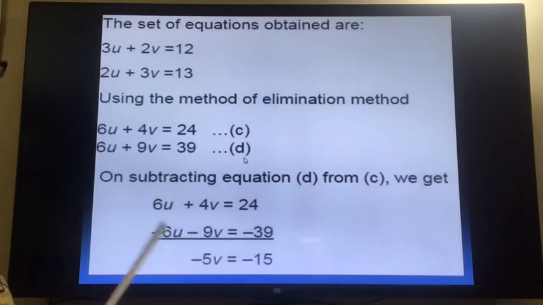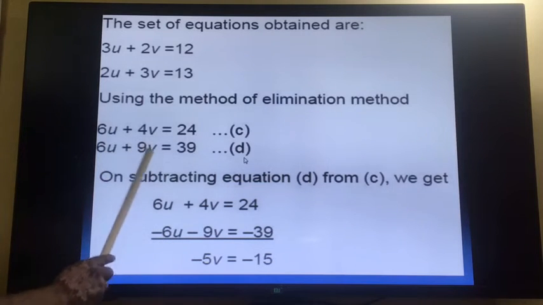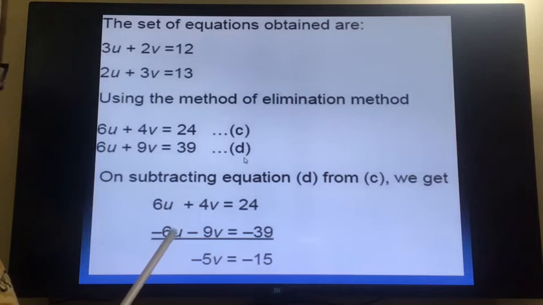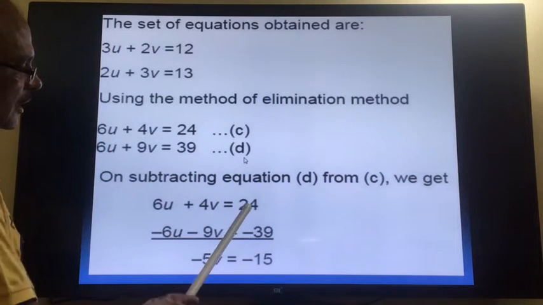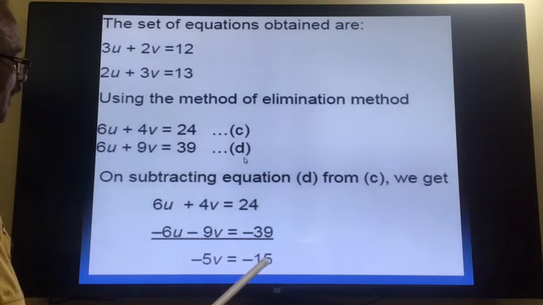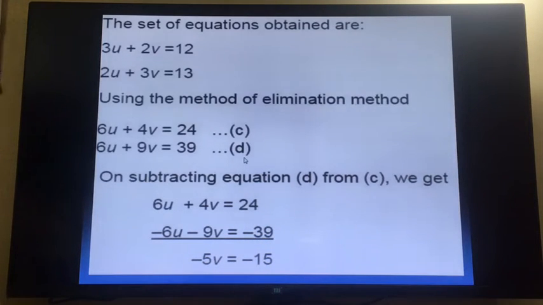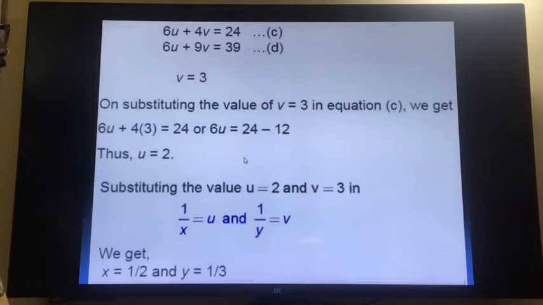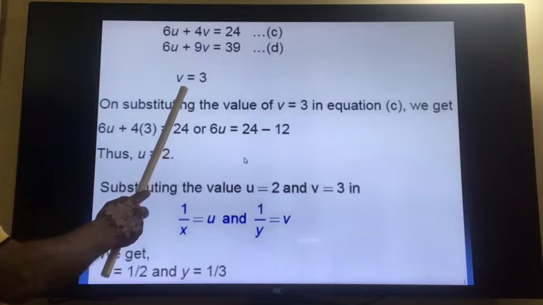After changing the sign, this will be minus 6u, this will be minus 9v, and this will be minus 39. Now 6u minus 6u cancels, 4v minus 9v will be minus 5v, and 24 minus 39 will be minus 15. So v is equal to minus 15 upon minus 5, so v will be equal to 15 upon 5, that is 3. So we got the value of v is equal to 3.